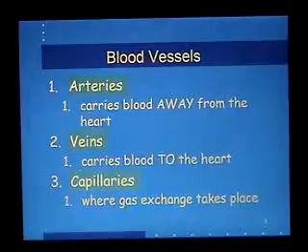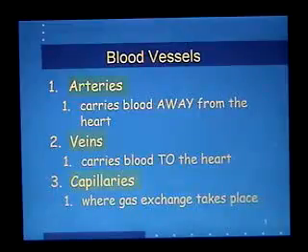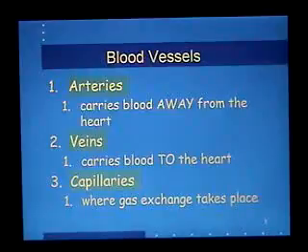If it's a vein, it might be coming back from the lungs to the heart, or it might be coming back from any other part of the body to the heart. But if it's returning blood to the heart, it's a vein. And then there's also capillaries, and this is where gas exchange takes place. And they can be carrying blood in either direction.